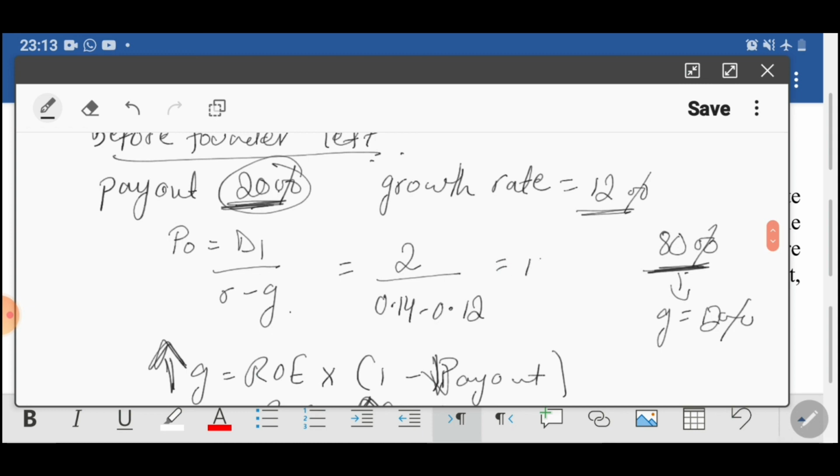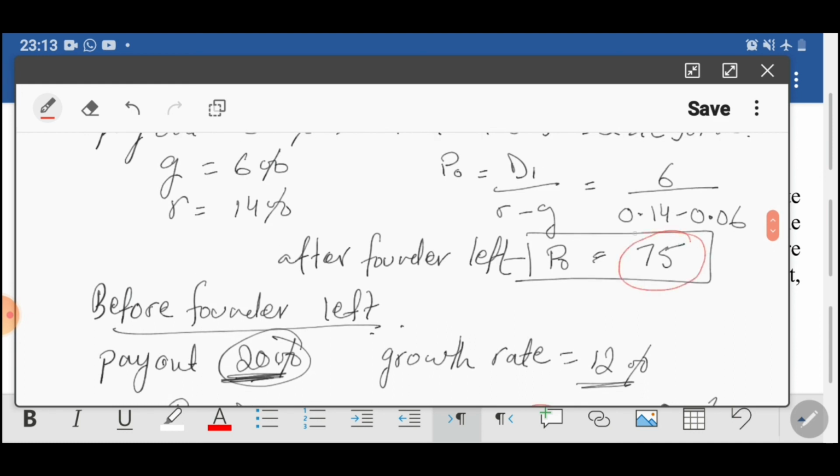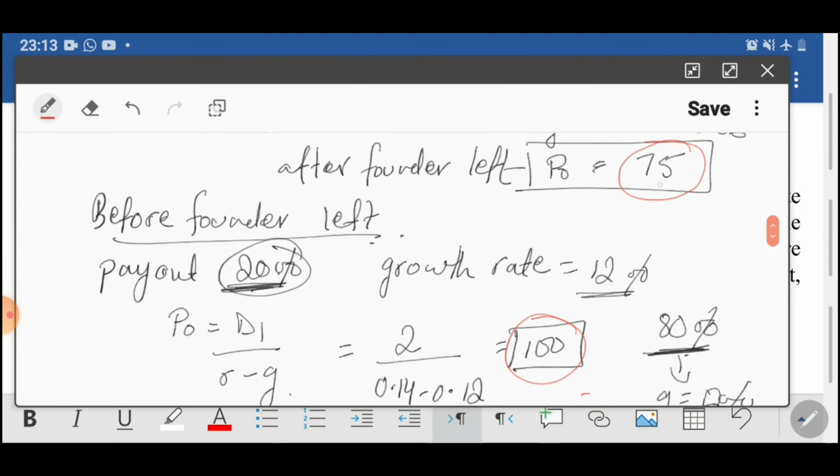So if you calculate the stock price now, it's coming to 100. So before the founder left, the stock price at that time was 100, and after he left, the stock price became 75. So it dropped from 100 to 75. Now there are multiple reasons why this could have happened. Number one is that the news that the founder left could in itself have triggered the event. When the news came that the founder is leaving, all the investors might have thought that the stock price is going to go down. So once investors start to think that the stock price will go down, they will want to sell out the stock before they incur a loss. So they sold, and the stock price reduced.